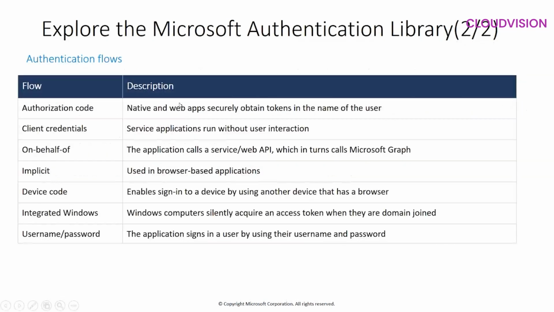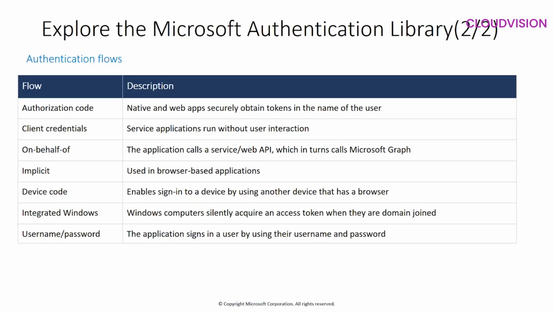Now, how to do it? You can use different ways to prove your authenticity. You say, hey, I would like to authenticate from the registered app, but how? In that case, you have to choose one of the strategies. What strategy are you going to use? You can use authorization code, client credentials, on behalf of, implicit, device code, integrated Windows authentication, or username and password. That's it.